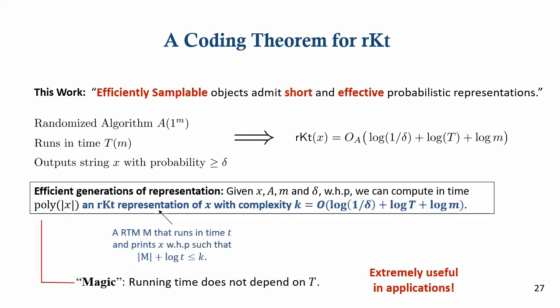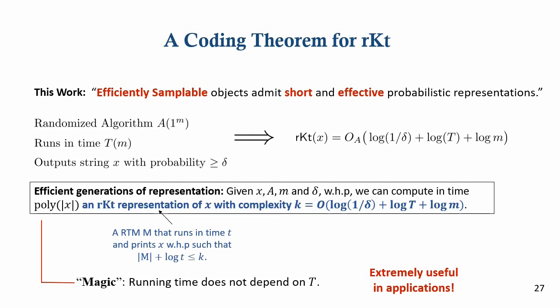Another interesting feature of our coding theorem is that given such a sampler, we can generate an rKt representation efficiently. More precisely, given the string X, the sampler A, and the numbers t and delta, with high probability, we can compute in time polynomial in the length of X, an rKt representation of X with complexity at most O of log 1 over delta plus log t plus log n.